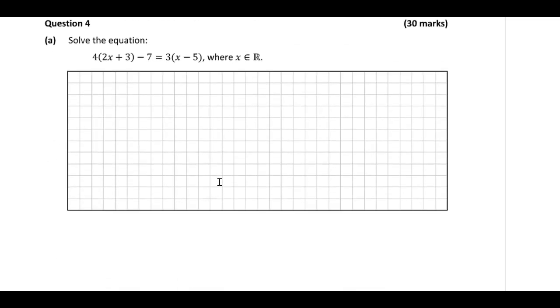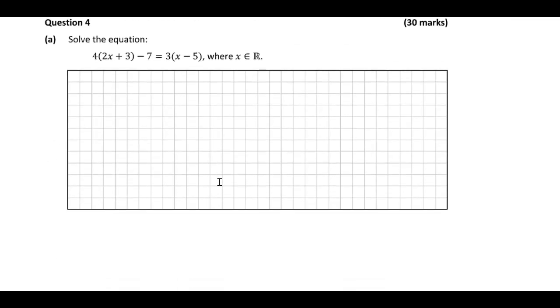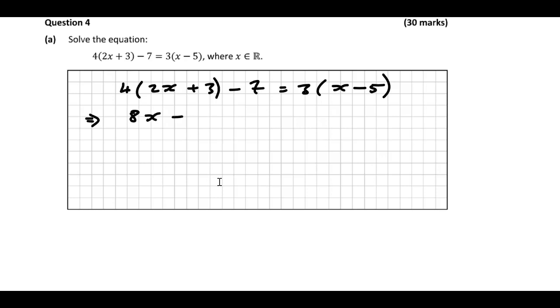So we have question 4. Solve the equation. So let's write it out. 4 times 2x plus 3, minus 7, is equal to 3 times x minus 5. So what we've got to do is multiply out the brackets first. So we have 2 4s are 8x plus 3 4s 12, minus 7. 3 times x, 3x, minus 3 5s 15.